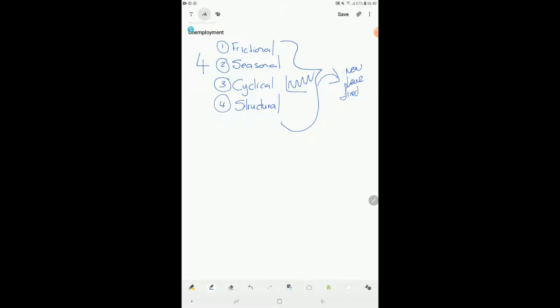and you exit the unemployment pool when you get a job, or you just give up. You don't want to look for a job anymore, you are just emotionally down and out and discouraged, and you give up looking for work. Then you exit the unemployment pool. Right, so that's the basics of unemployment.